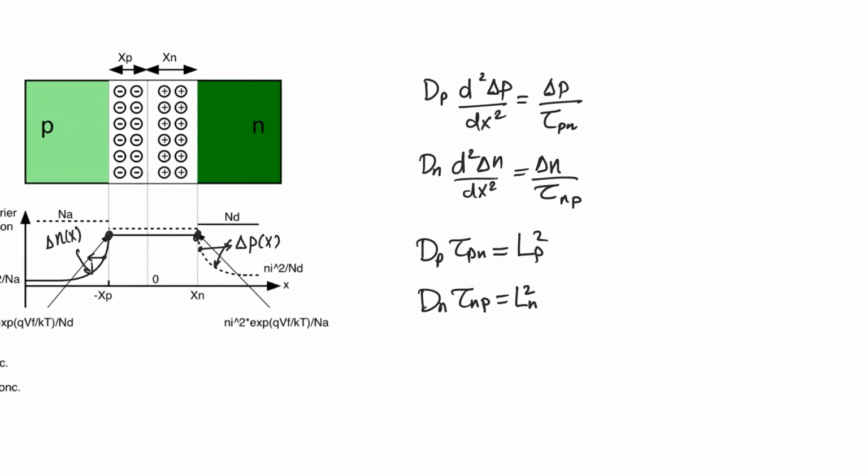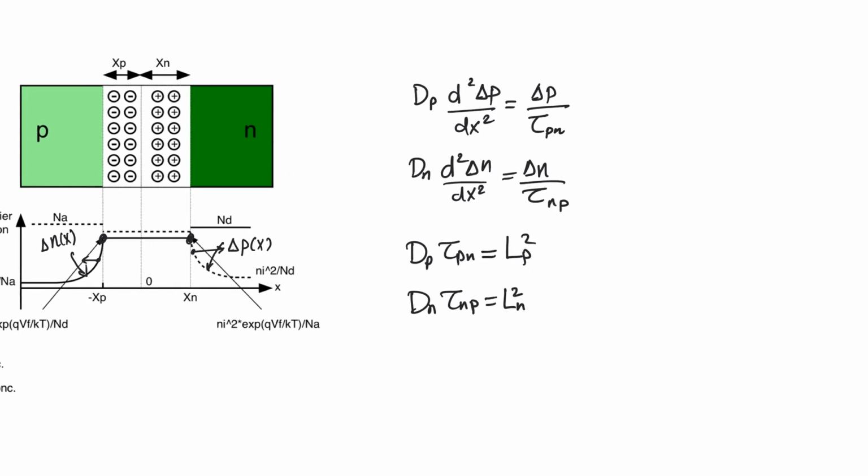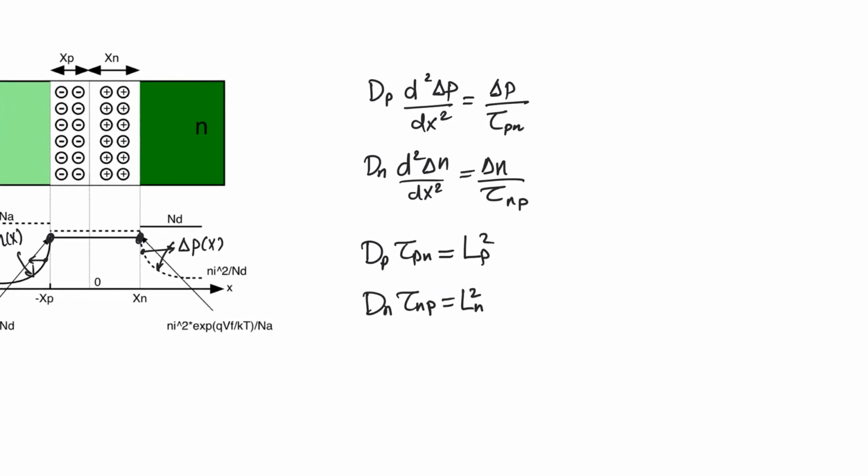So excess holes and excess electrons get quickly reabsorbed or recombined on the opposite side, but there's an average distance that they can survive while traveling. So this allows us to write the differential equations in a more friendly way. So we have d2 delta p by dx2 is equal to delta p over Lp square, and d2 delta n by dx2 is equal to delta n over Ln square.